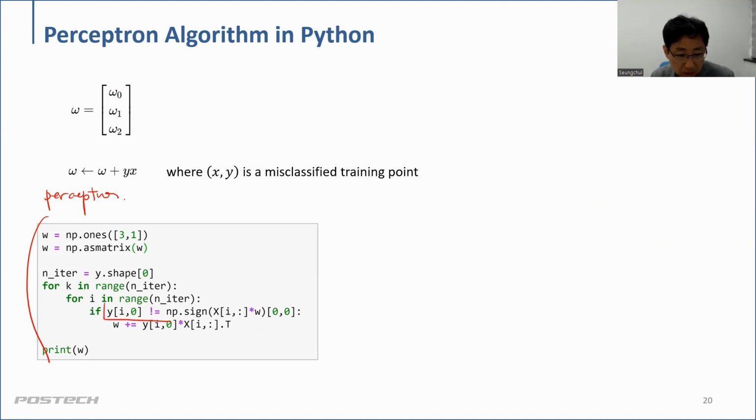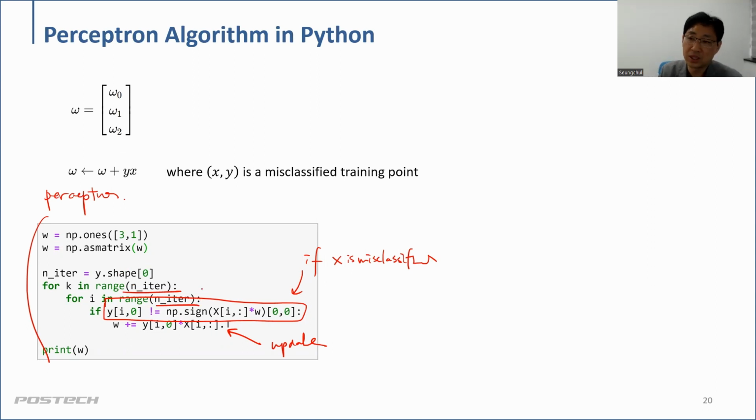And this is the core part. Say if X is misclassified, do this kind of update. And actually, we have to do some stopping criteria, but for simplicity, I said to repeat many times. This is not the correct implementation, but I guess in order to see how the perceptron works and how the perceptron algorithm is coded, it is good enough.